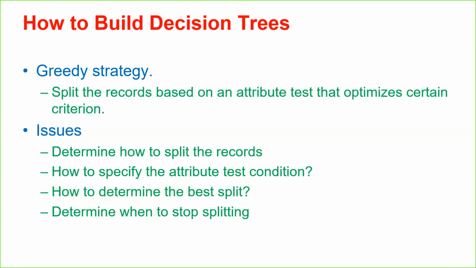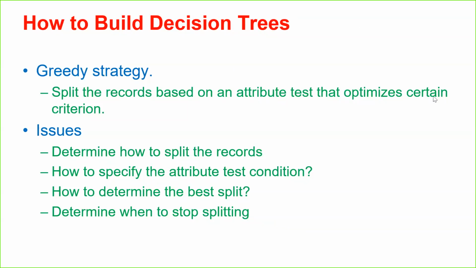So how to build a decision tree? We follow a greedy strategy in the sense that we split the records based on the attribute test that optimizes certain criteria. Whichever attribute is optimizing the criterion, we select that attribute at the root node, or at that particular node.